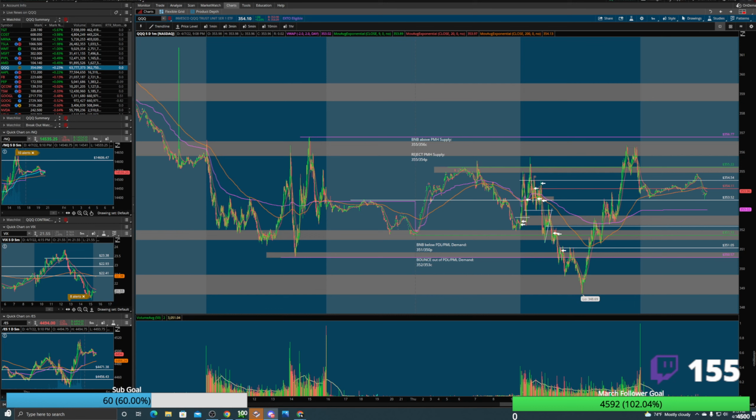All right, perfect. All right, sweet. 10-minute doji. Just about.